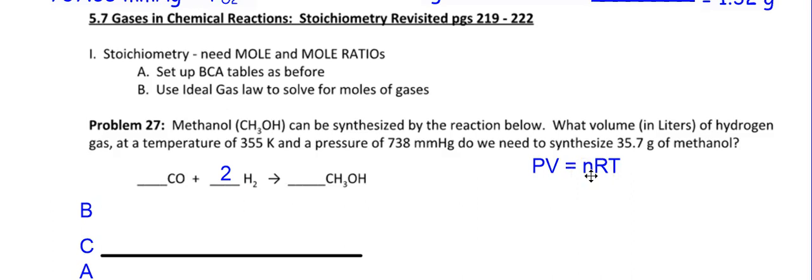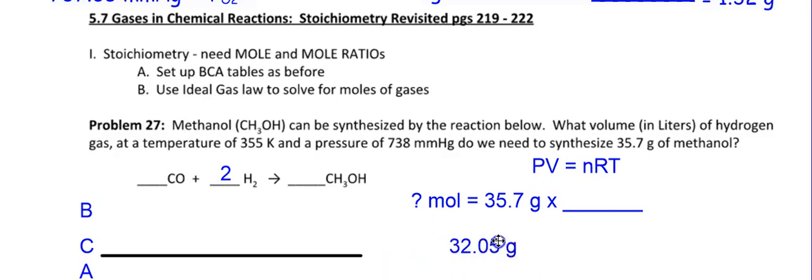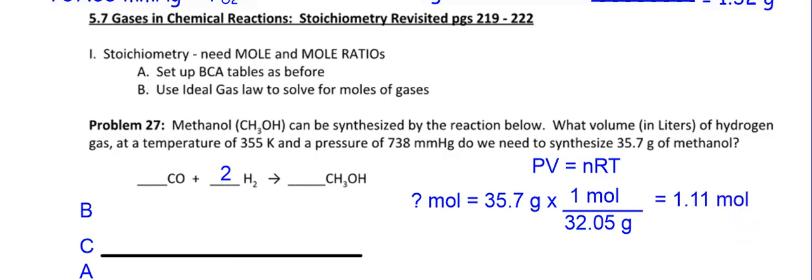Well, is there anything in this problem that will get me there? Well, I do have 35.7 grams of methanol, don't I? So I will go ahead and figure out the molar mass. Why don't you do that too while you're at it? I got 32.05 grams of methanol in 1 mole of methanol. And so how many moles of methanol do we have? Hopefully you got 1.11 moles.